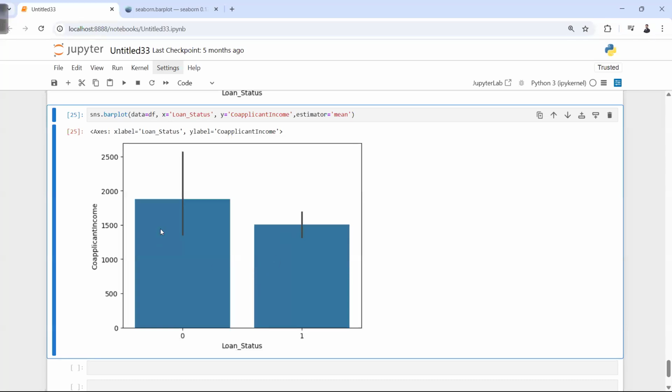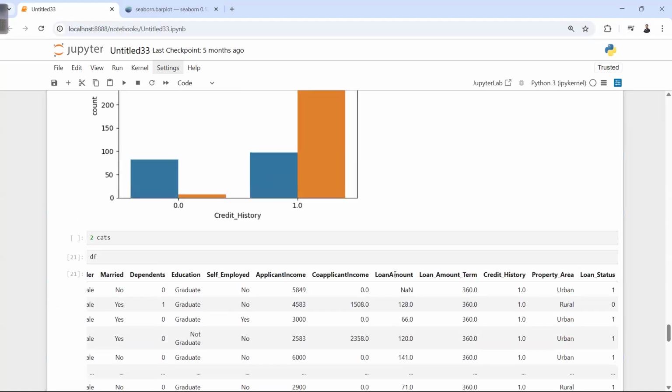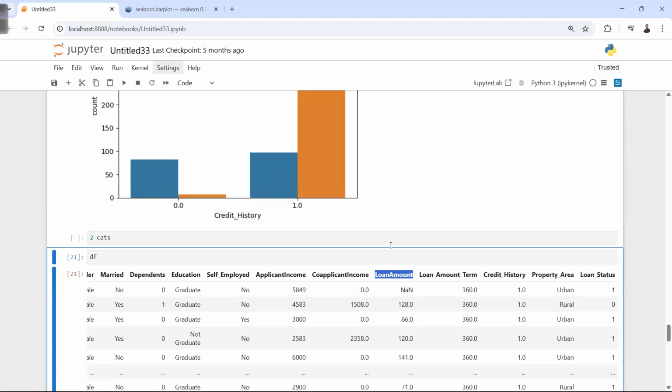I was just joking. It's not very significant. But yes, those guys who did not get the loan, their co-applicant income was a bit higher. It's not very significantly higher. Okay. So that is fine. Let's go to loan amount now.